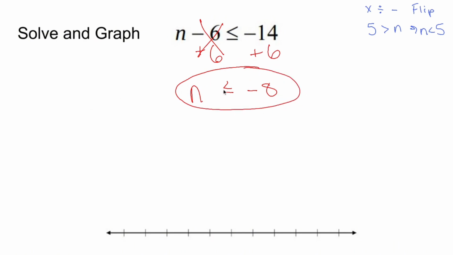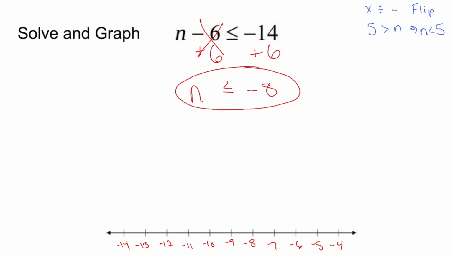Bada bing. What I have to do now is graph that. So I go to my number line. I only care about putting negative 8 somewhere. And then we just write out the rest of the number line if you're given a blank number line like I gave myself. Like so.